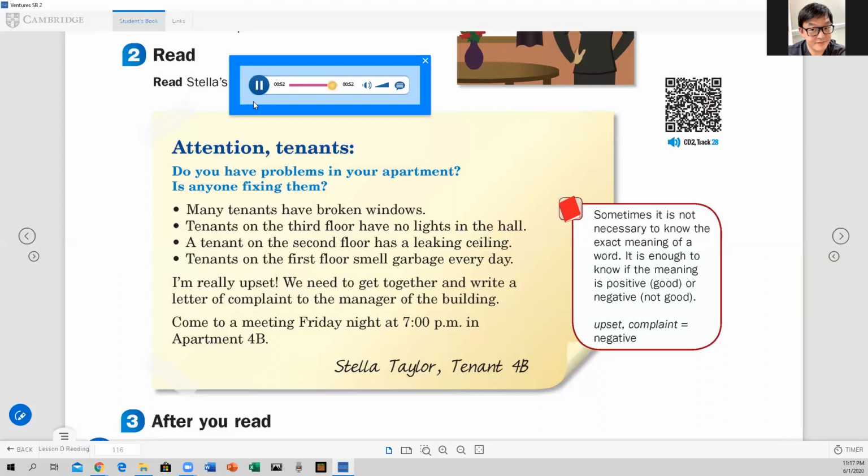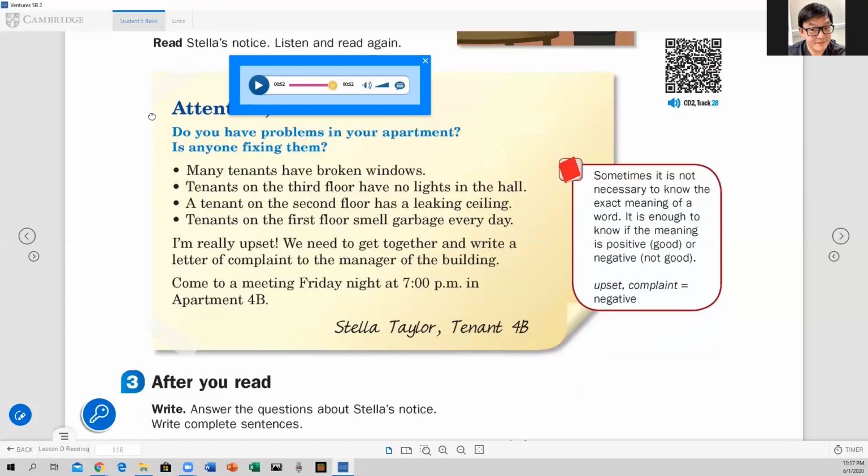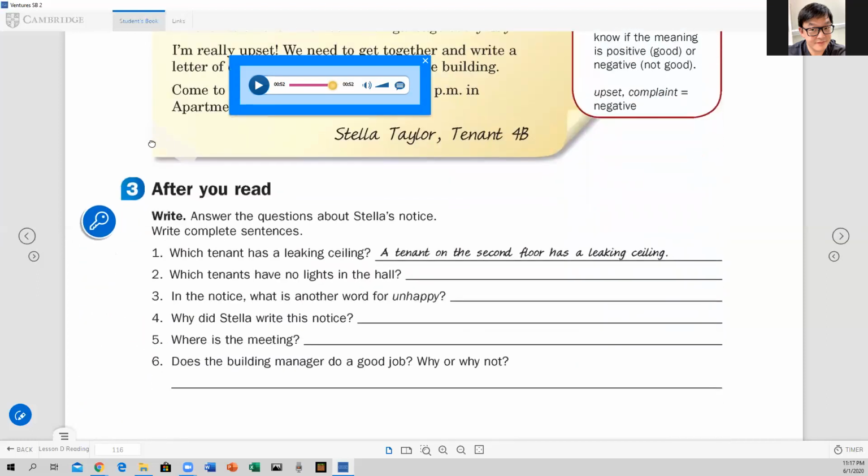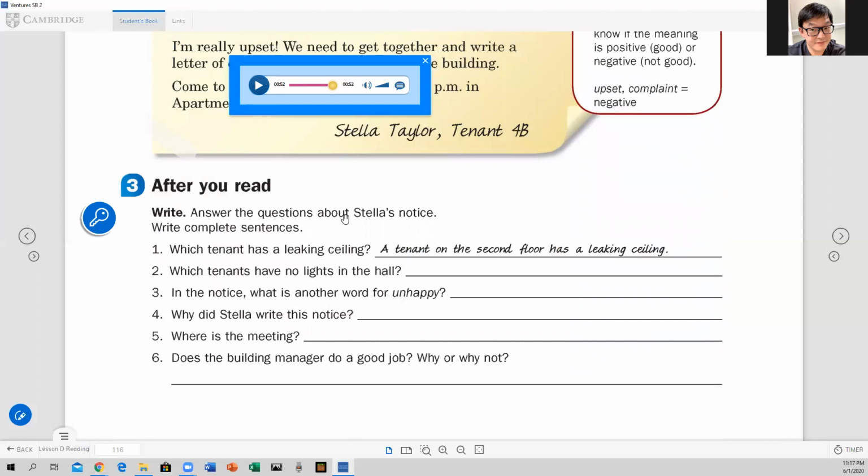Okay. It was simple, right? Not a big deal. It was a simple reading. Some words that you might not know yet, but we are going to work on it, okay? But now let's go to exercise 3. After the reading, what we have to do is answer the questions about Stella's notice. Write complete sentences, okay? So now we have to write a little bit.